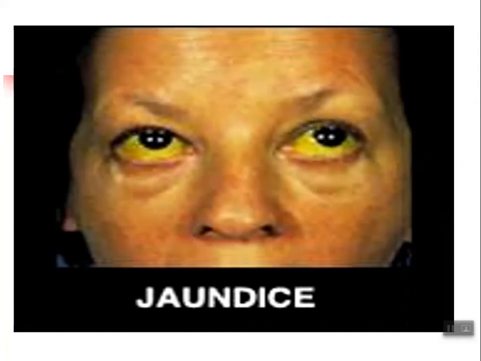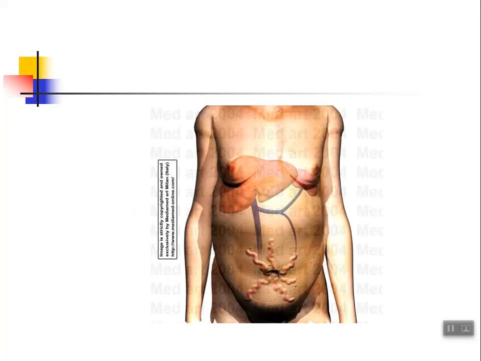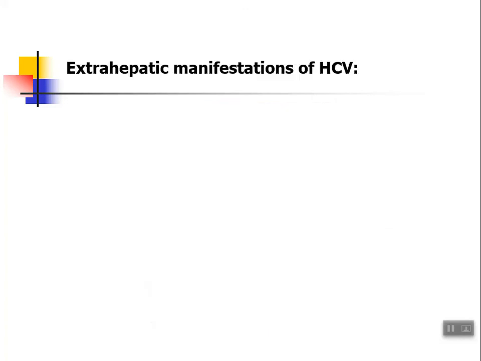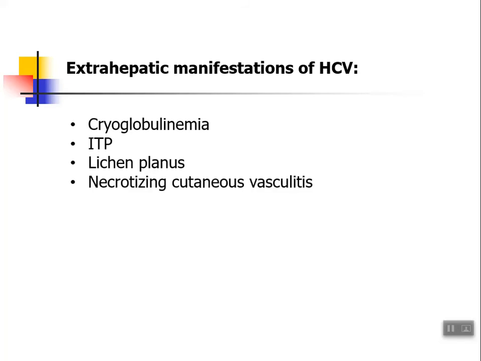Jaundice, ascites, caput medusae, dilated veins with blood flow away from the umbilicus. There are some extrahepatic manifestations of HCV such as cryoglobulinemia, idiopathic thrombocytopenic purpura (ITP), lichen planus, necrotizing cutaneous vasculitis, and non-Hodgkin lymphoma.